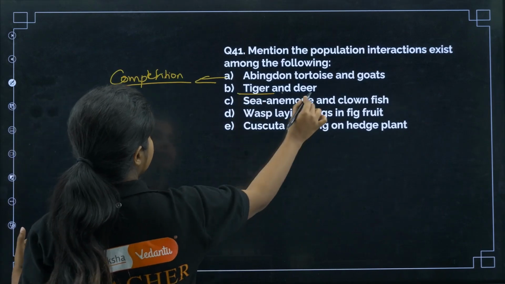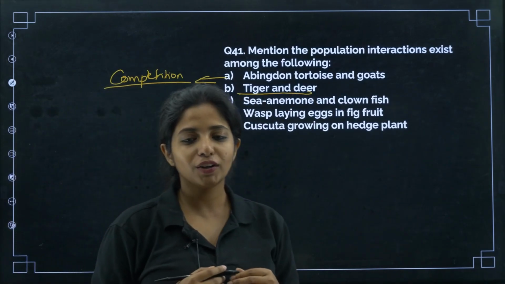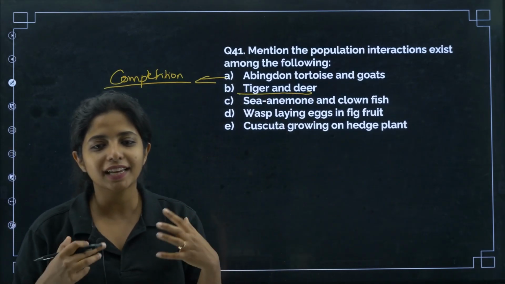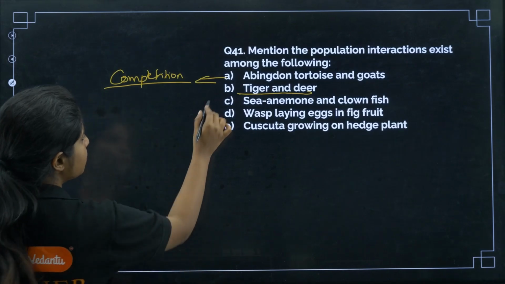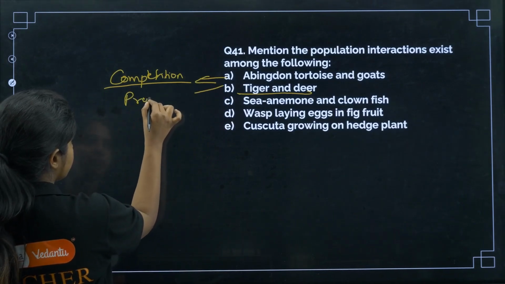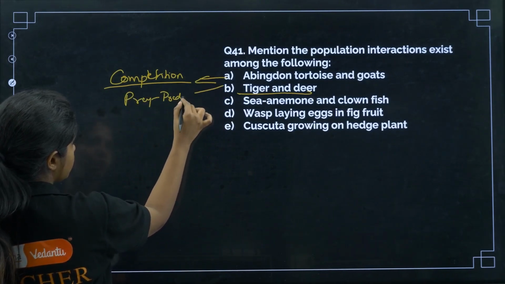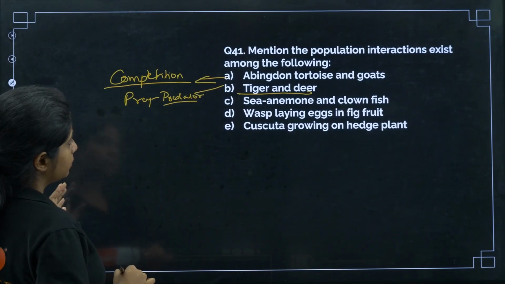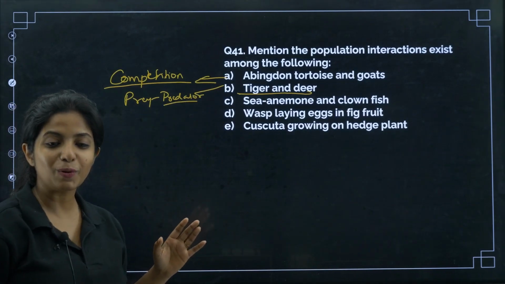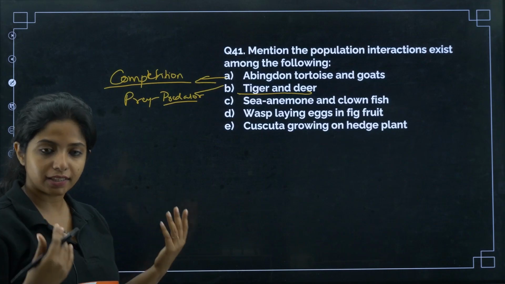What about tiger and deer? Tiger does not go and love the deer, right? They eat it. So this is an example of prey-predator relation. Prey-predator, where who is the prey? The deer is the prey and the tiger is the predator.